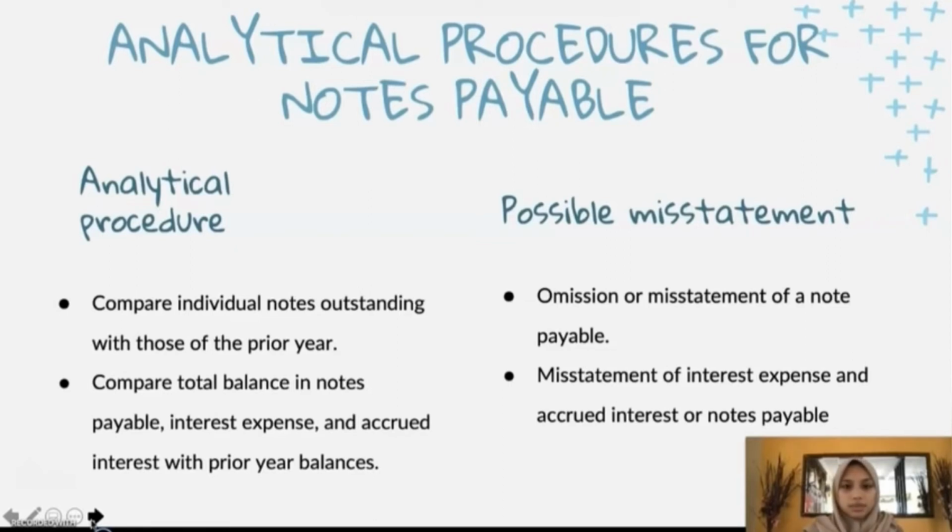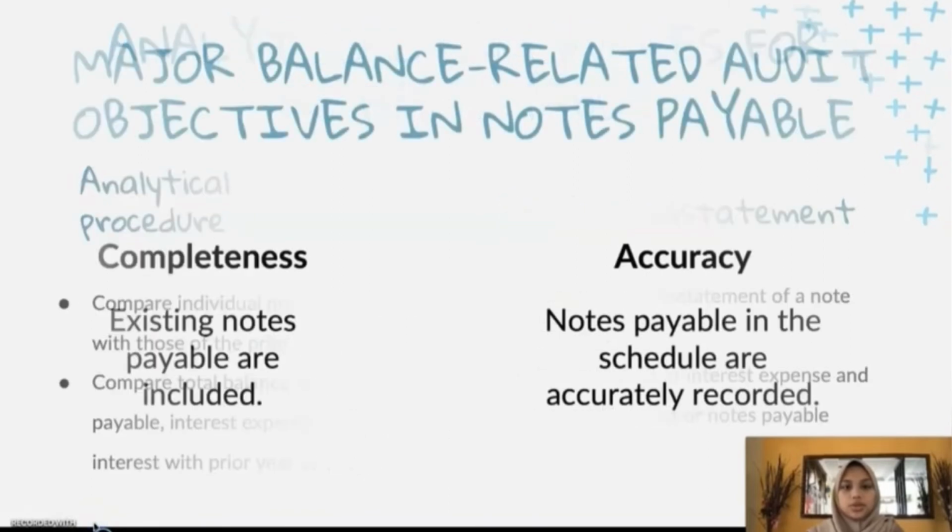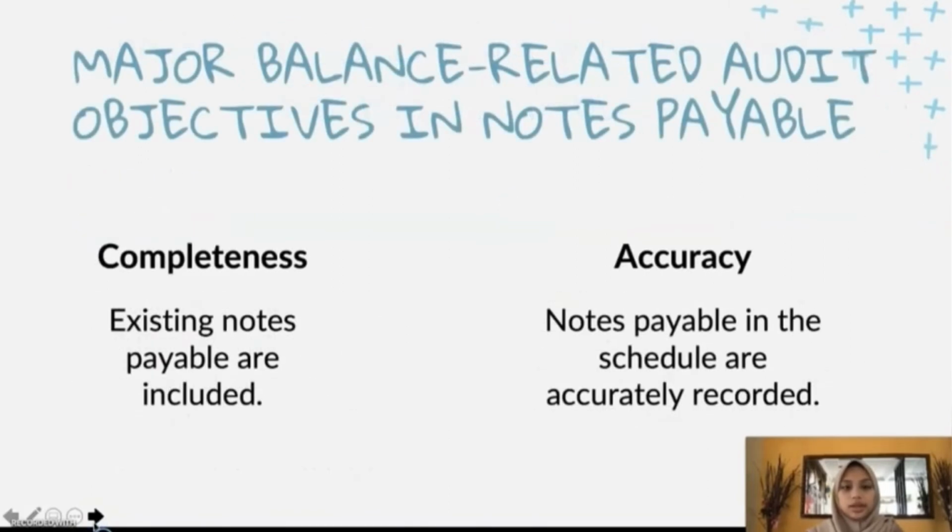For possible omission or misstatement of a note payable, and misstatement of interest expense and accrued interest on notes payable. So I will proceed with the next slide, which is balance-related audit objectives in notes payable.